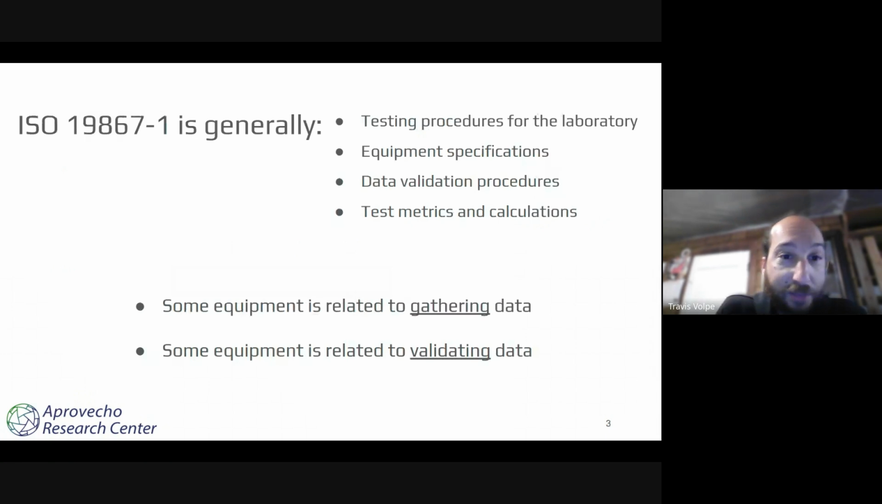ISO 19867 is generally testing procedures for the lab. So it describes exactly how to do the test, each step in detail. It's going to cover equipment specifications as far as what exactly is needed. Talks about the data validation procedures and the conversions into the different test metrics, as well as the calculations used. Some of the equipment that we use in the lab is for gathering this data, and some of it is for validating the data.